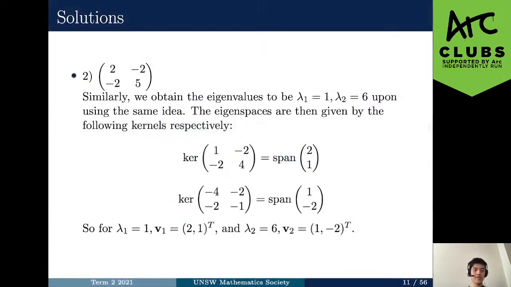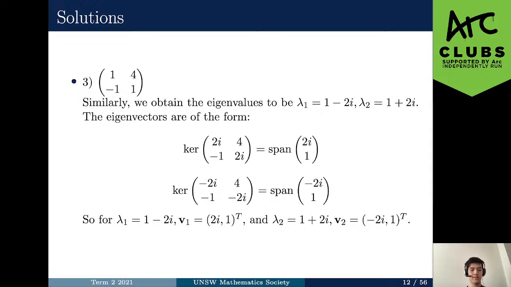Alright, I guess that second example here is pretty much the same, so you guys can look at it afterwards. I'm not going to go through it. And the third one is pretty much the same as well. I guess the only comment on this one is that we have non-real eigenvalues.